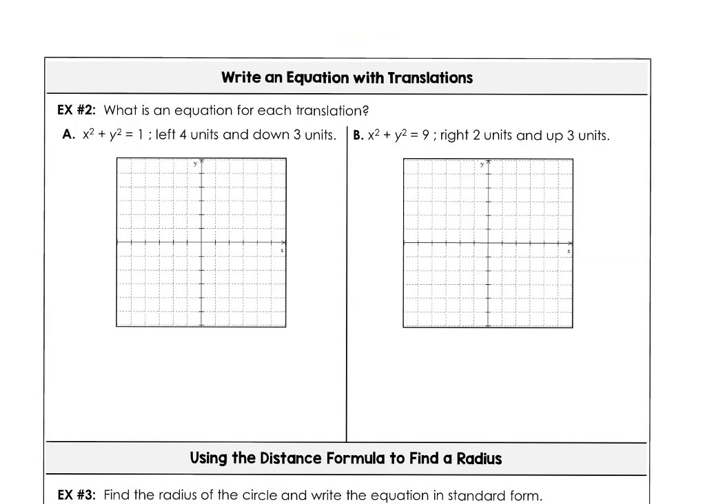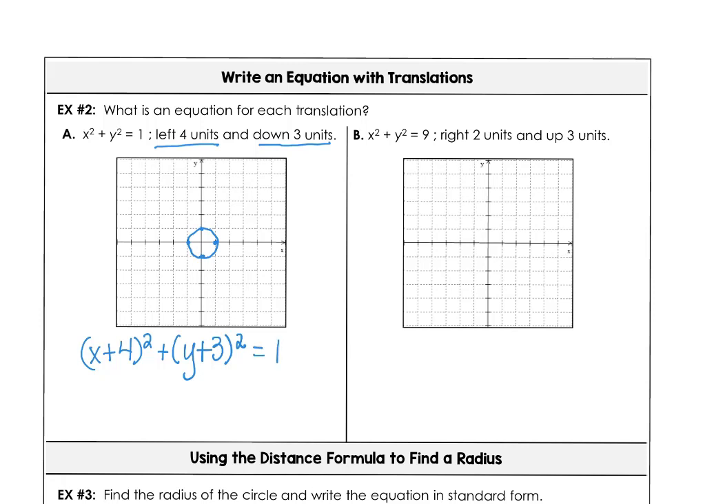For example 2, we're going to write the translation for each one and draw the image. So x squared plus y squared equals 1 is a circle centered at the origin and the radius is 1. And we want to write a transformation that moves the circle 4 units left and 3 units down. So to translate 4 units left, that's x minus negative 4 squared, and 3 units down, that's y minus negative 3 to move it down, and then 1 squared is 1.